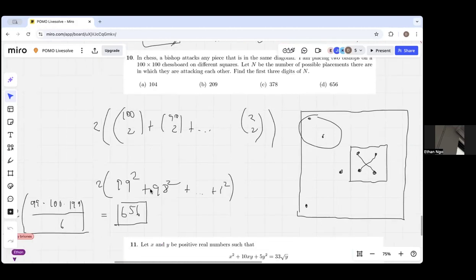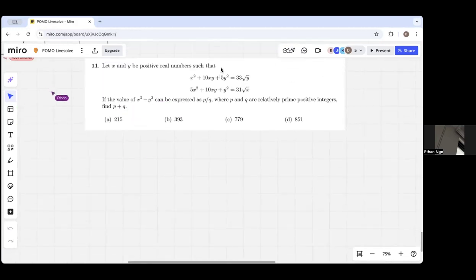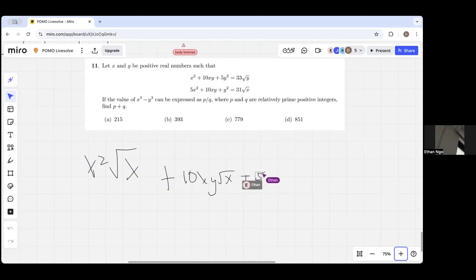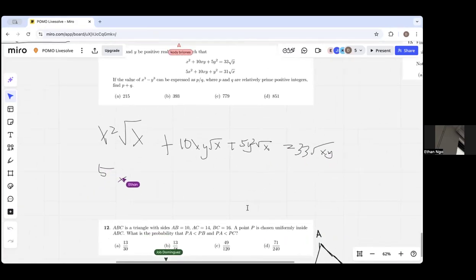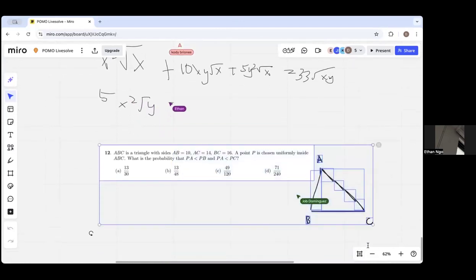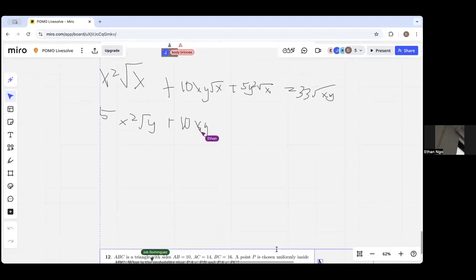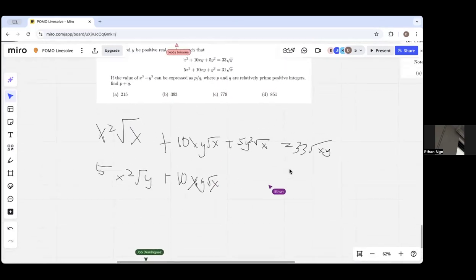Hello, everybody. So here is the solution for problem 11. We consider the first equation. So we multiply this by root x, which gives this equation. And then for the second equation, we can multiply both sides by root y, which also gives this.